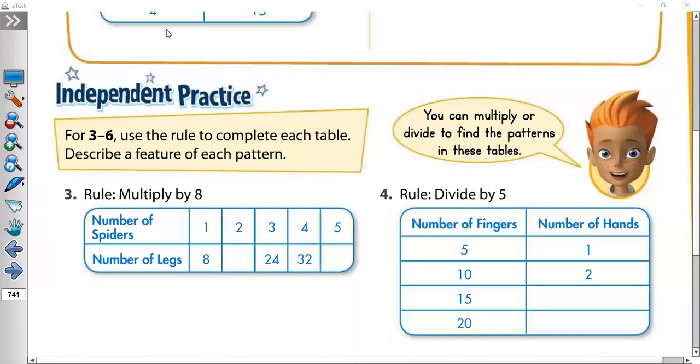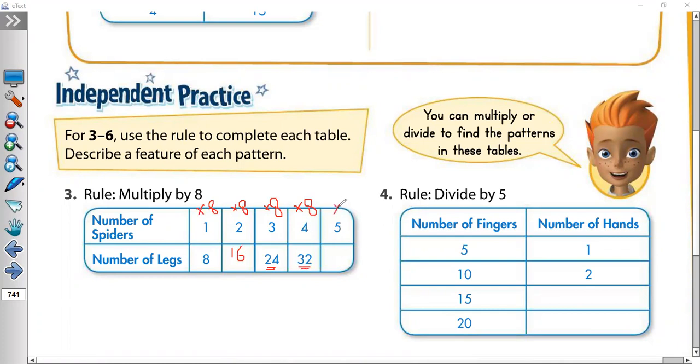Here, our rule is multiply by 8. 1 times 8 is 8, okay? What about 2 times 8? 2 times 8, 16. Yes, 3 times 8 is 24. What about 4 times 8? 4 times 8 is 32.